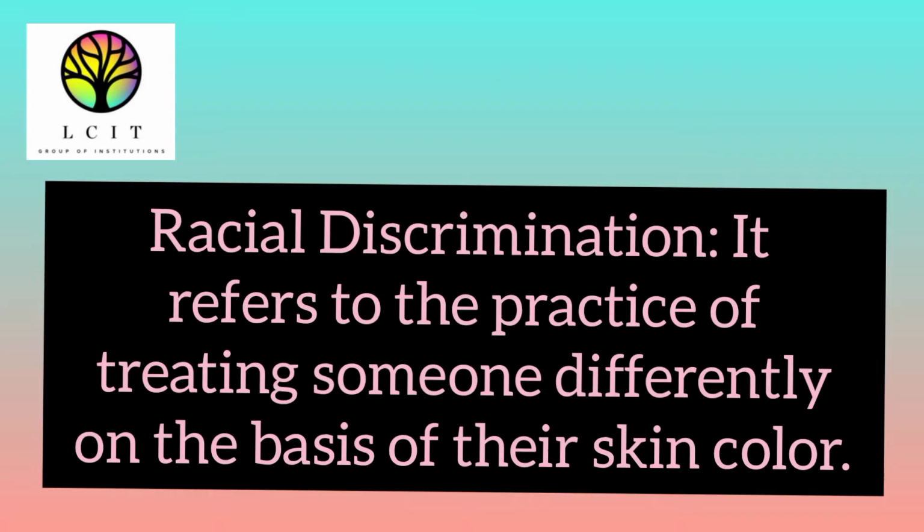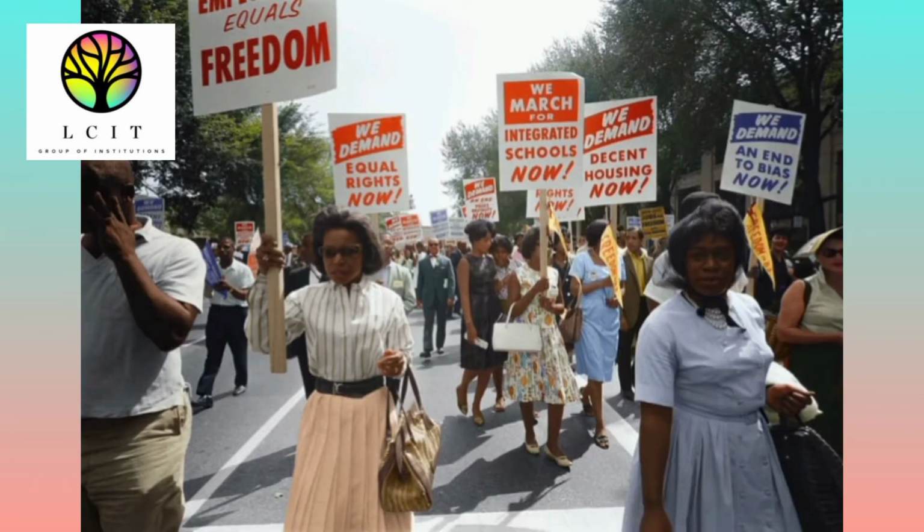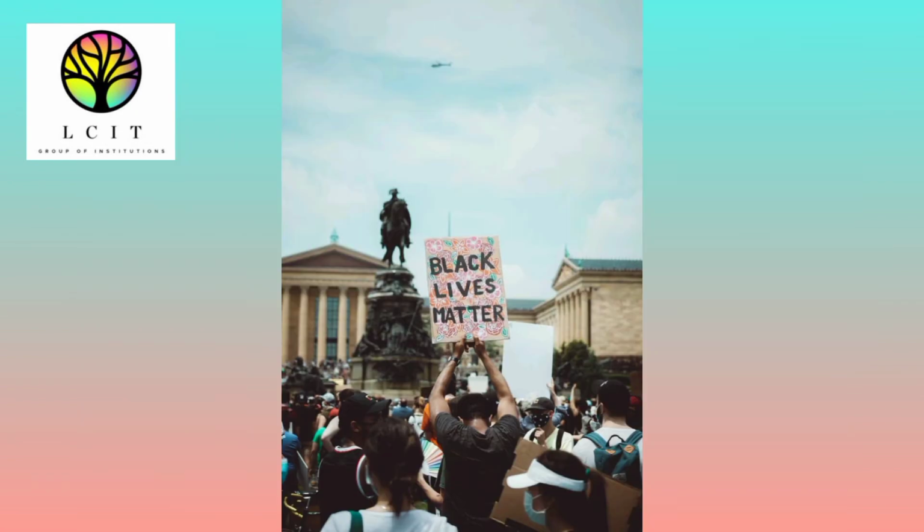What is racial discrimination? Racial discrimination refers to the practice of treating someone differently on the basis of the color of their skin. This practice was followed in the United States of America during the 1950s and 60s, which created a divide between the white skinned and colored people.